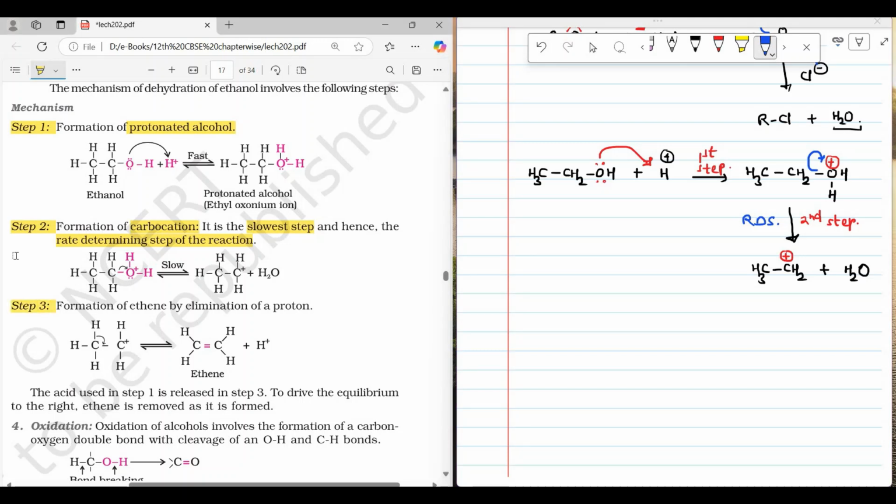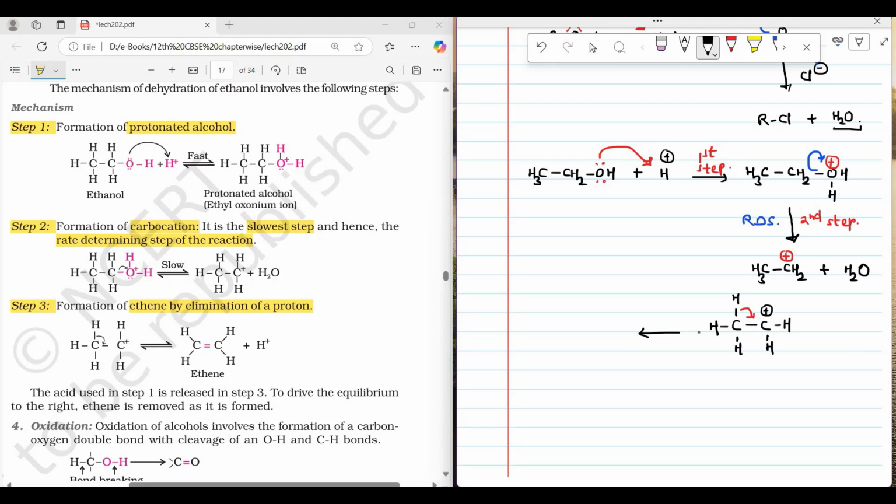Third step is the formation of ethene by the elimination of a proton. Now let's expand the structure of the formed carbocation. So here this carbon has made bond with 3 hydrogens, and here is the positive charge over the carbocation, and here it is hydrogen. In this step, the bond between carbon and hydrogen will shift between two carbons, and hydrogen is removed in the form of H+ ion.